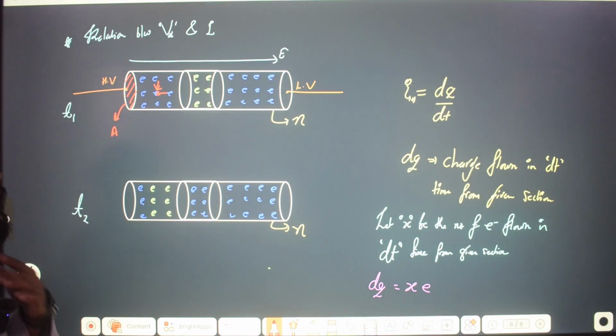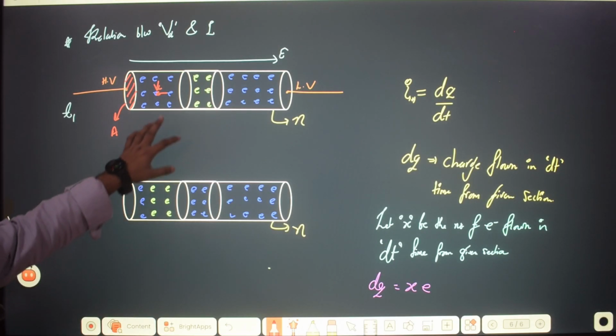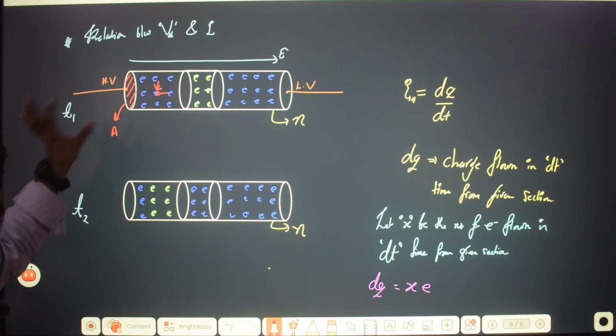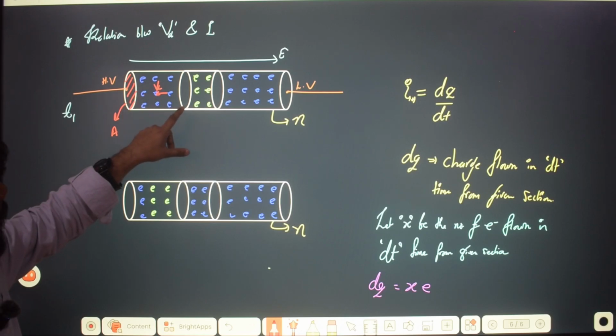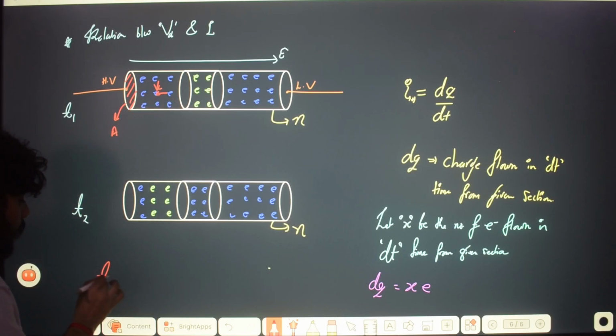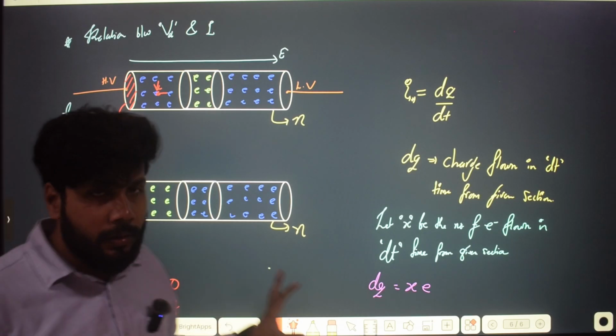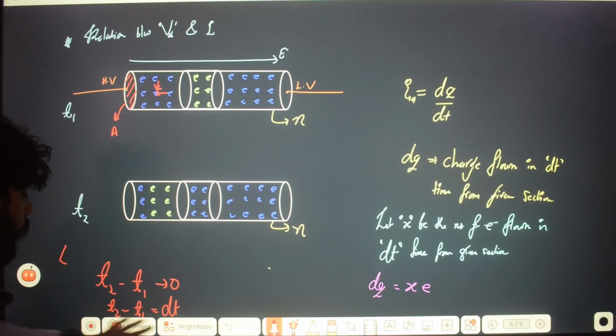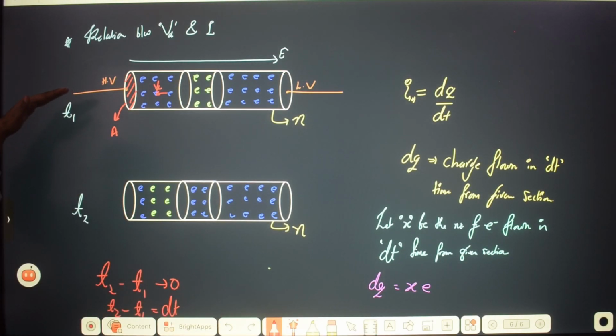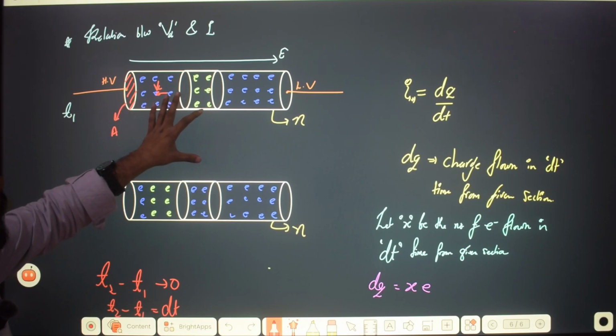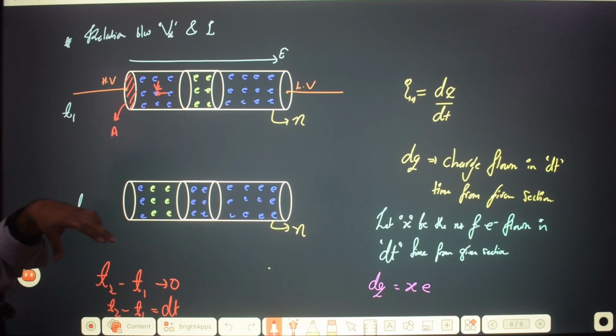So how much distance would it have traveled in these two times? Let's say the difference between time T2 and T1 is very small. So T2 minus T1 is dt. So the time difference between these two pictures is dt. So how much distance has the electron traveled in dt time?